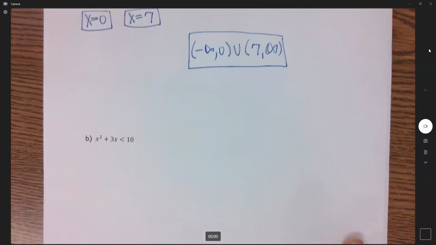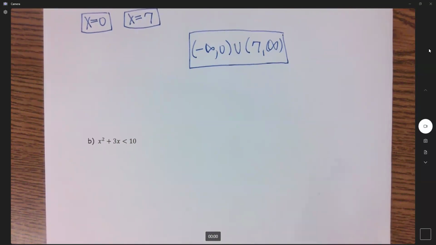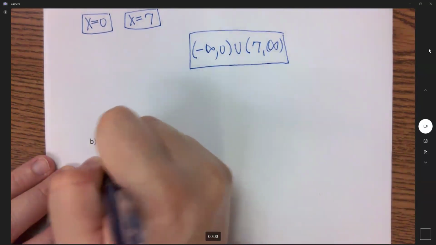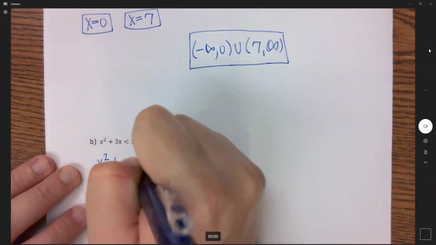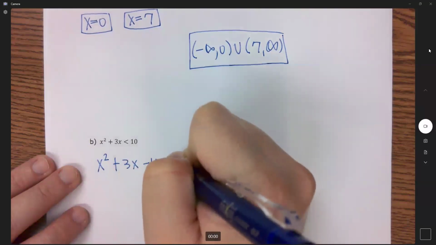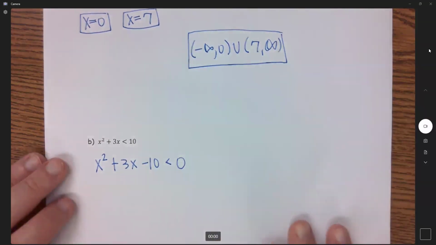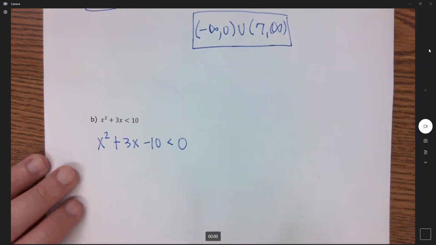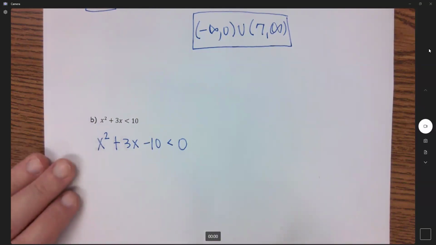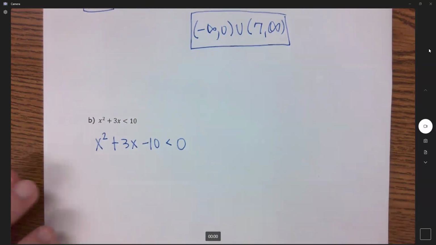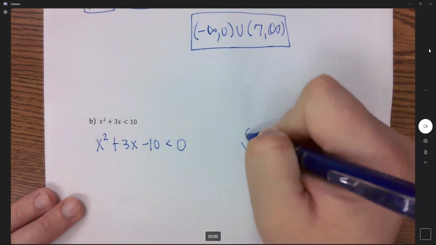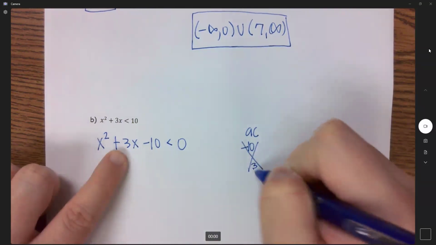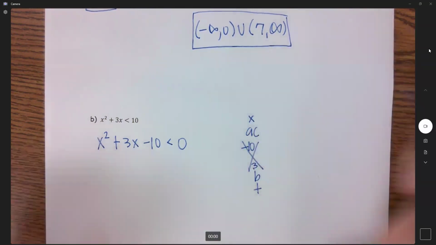Let's do it again here. What do we need to do first on part B? First thing we need to do is subtract that 10 over. So I have x squared plus 3x minus 10 is less than 0. And now, because we have a trinomial, let's try factoring this. So my a times c is 1 times negative 10. My b is 3. What adds up to b but multiplies to ac?